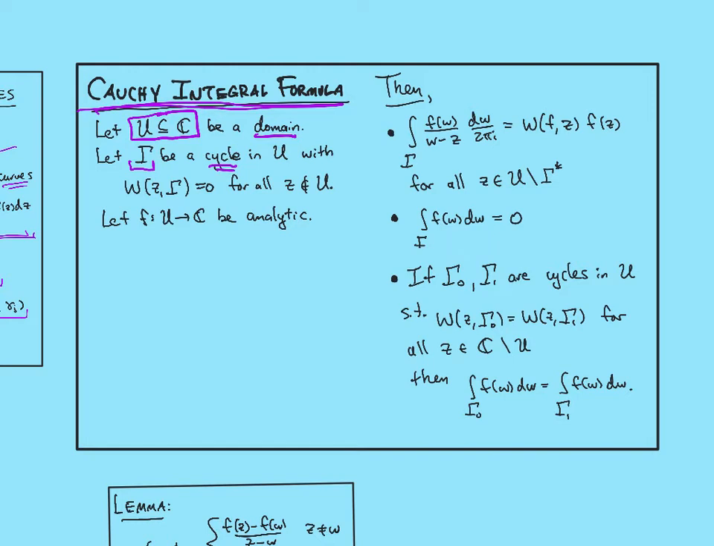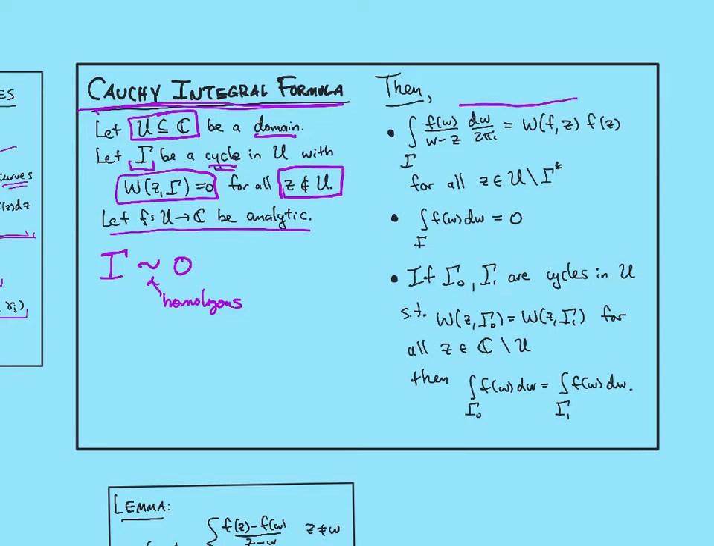And assume that the winding number of the cycle is 0 for all z's not in the domain. And you'd sort of count gamma as equivalent to 0 in this case, or homologous to 0. And we'll see a related notion in a moment, but let's state the theorem. So let f be analytic on this domain U. Then we get our version of the Cauchy integral formula here.